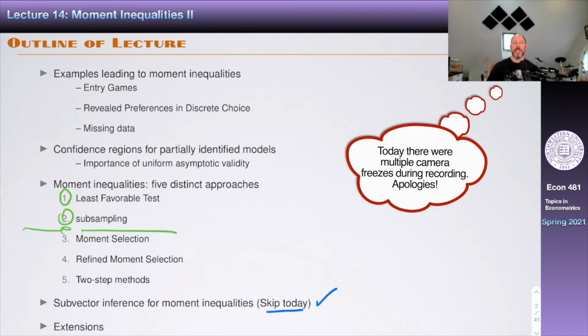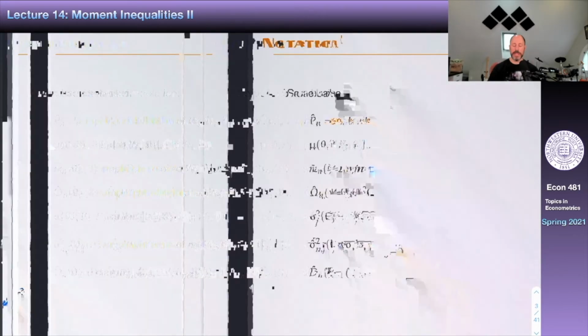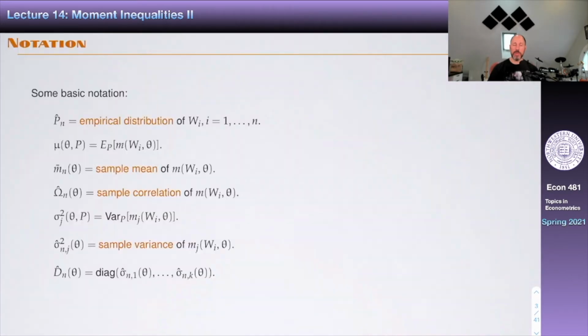So notation, it's just the same slide that I wrote last time. I just want you to have it fresh in mind. Remember, p hat is the empirical distribution of the data. We're going to use that, particularly when we talk about the bootstrap. Whenever you see p hat, it's because we're going to be using the bootstrap. Then mu theta p is the expected value with respect to p of the moment function, which is a function of the data w and the parameter of interest theta.